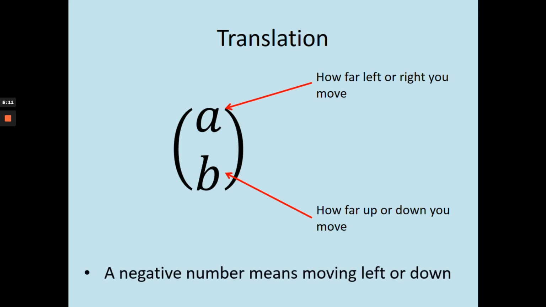So a negative number on the top means that you move to the left, and a negative number on the bottom means that you move downwards, which is very similar to coordinates. So if you want to make a note of that, please pause the screen at any point.